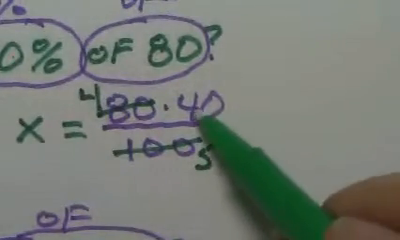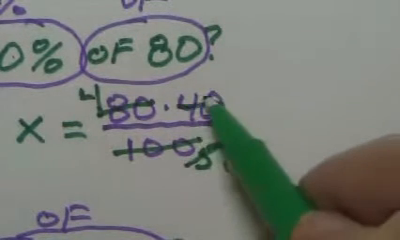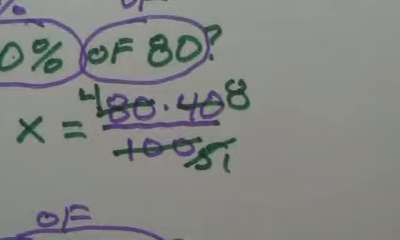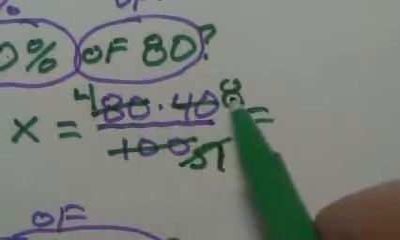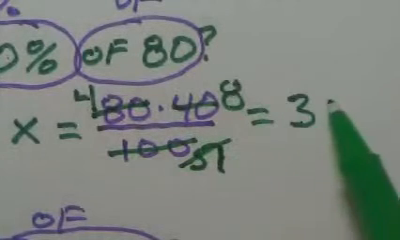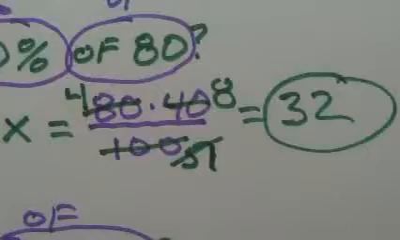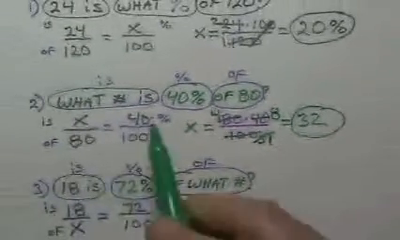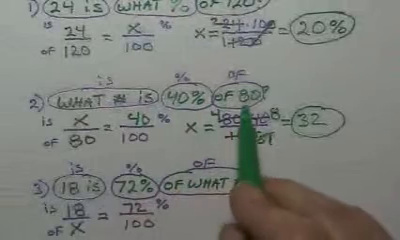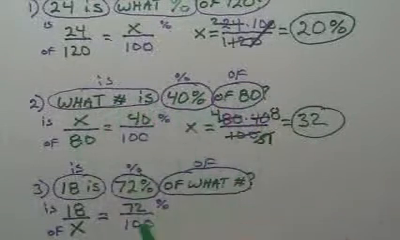Now I can do 5 into 40. 5 goes into 5 once, and 5 goes into 40 8 times. So now this is a 1 down the bottom, and a 4 and 8. 4 times 8 is 32. Now let's see if it makes sense with the question. The question is, what number is 40% of 80? 32. 32 is 40% of 80.